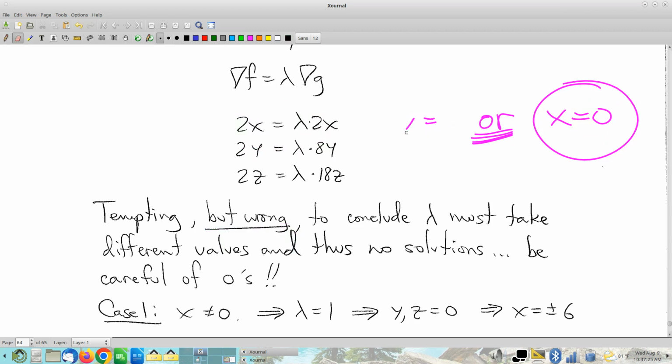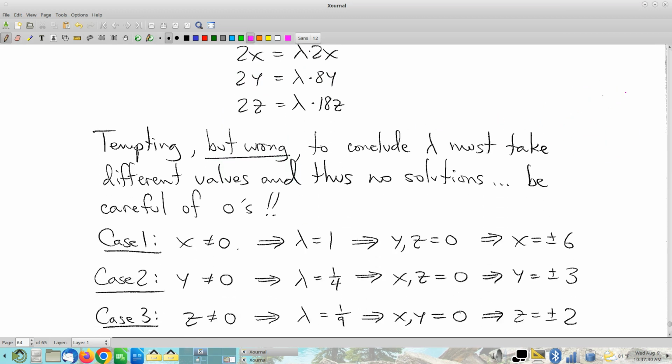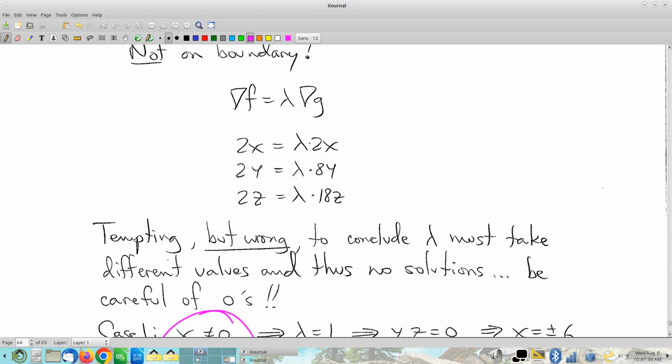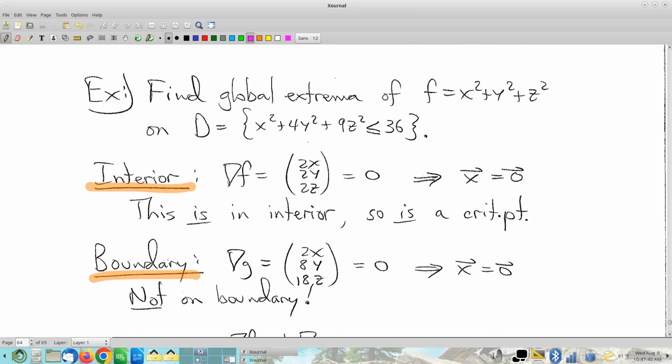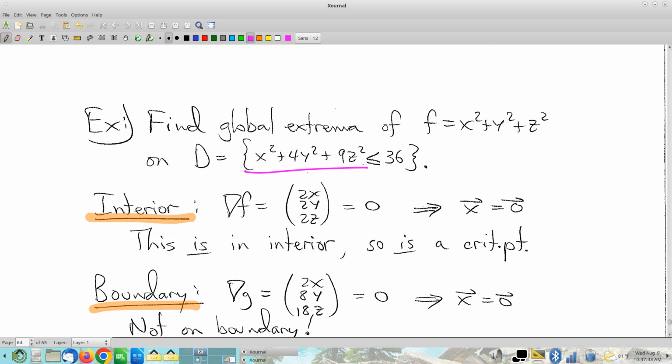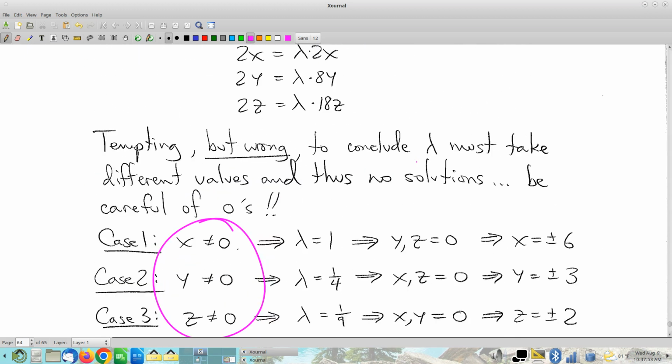So the proper way to address this is to consider cases. Now, there are 3 different cases to consider. X, Y, and Z can't all be 0. In this case, we are, after all, on a boundary. We are looking at where this is equal to 36. That's on the boundary, so X, Y, and Z can't all be 0. So you consider one at a time which ones might be non-zero. Here we go. Let's suppose X is non-zero.